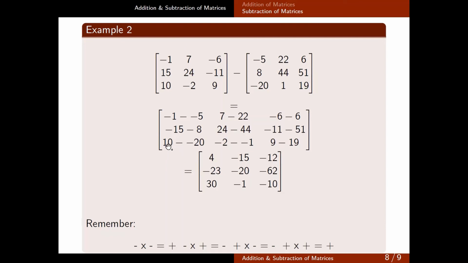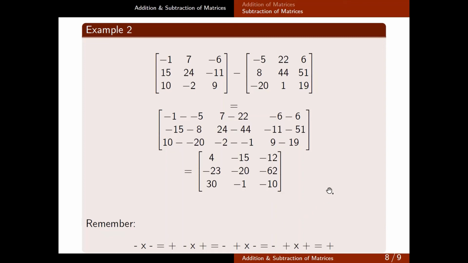And then we have a 10 minus -20. You see again, negative times negative, you get a positive sign. So here you'll have 10 plus 20, which is equal to 30. -2, and then minus again and a minus. So here it's plus. So it's a -2 plus 1, which is -1. And then the last element there is negative 10.